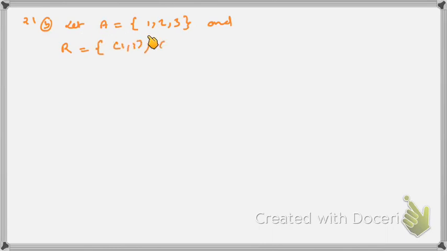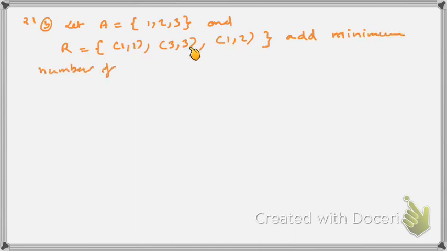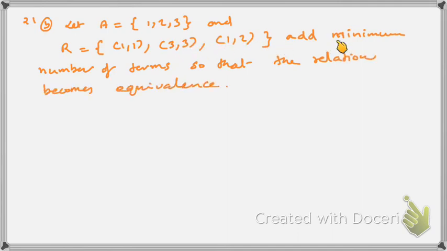They have given you a set A, which is 1, 2, 3, and then there is a relation defined here with three elements in it: (1, 1), (3, 3), (1, 2). The question is to add the minimum number of terms so that the relation becomes an equivalence relation.